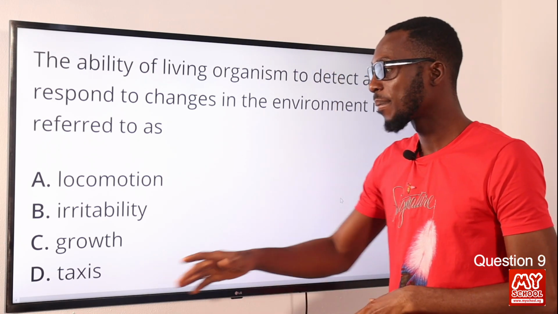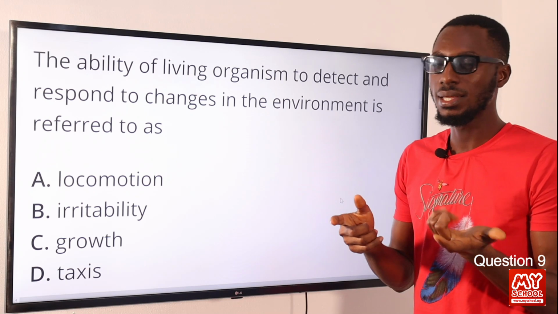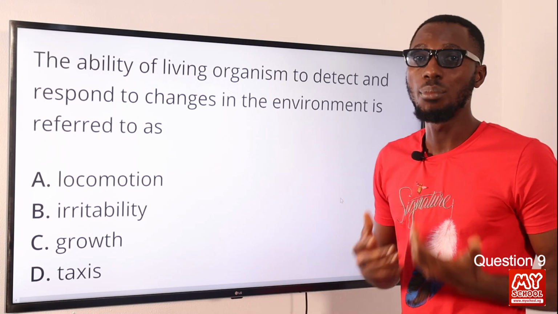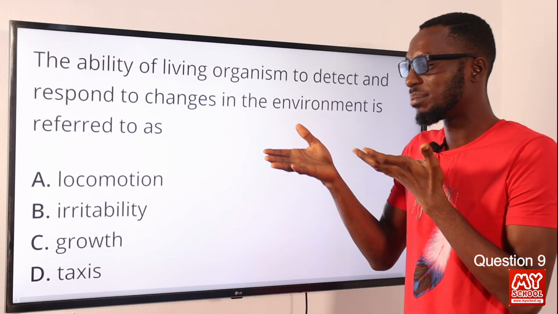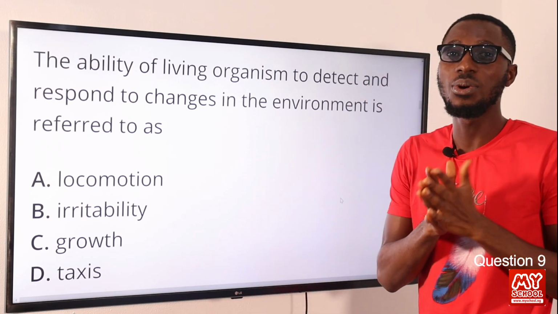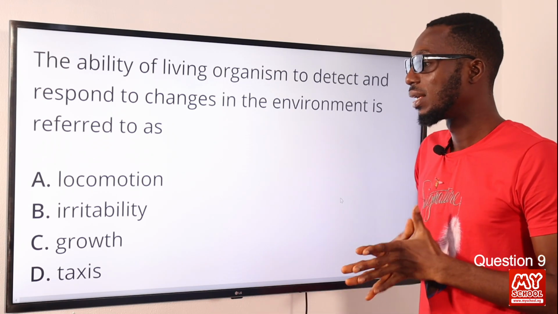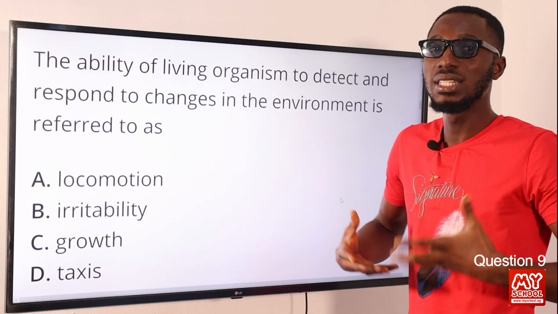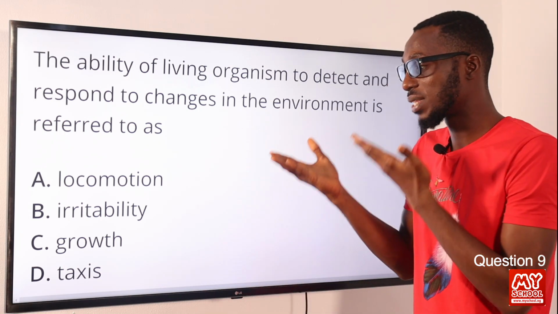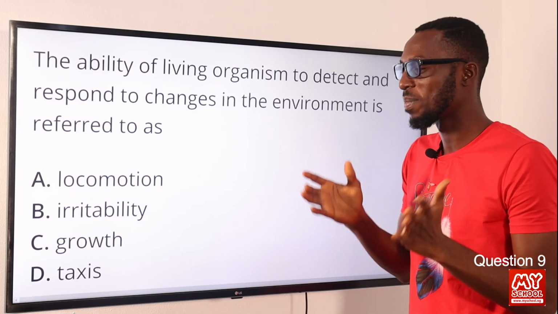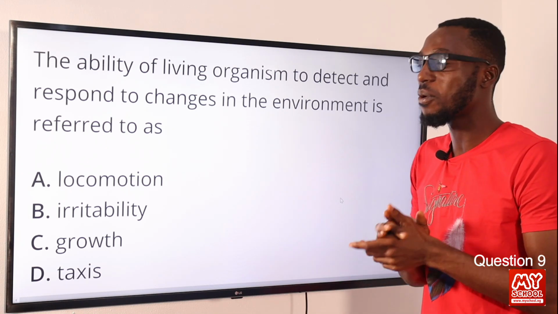So taxis here is one form of irritability, but it occurs in motile organisms, take for instance amoeba. When you talk about taxis, we are looking at organisms whereby when they want to respond to a particular stimulus, the whole organism will move. So that's taxis, or tactic movements rather. So the correct option here is option B, irritability.